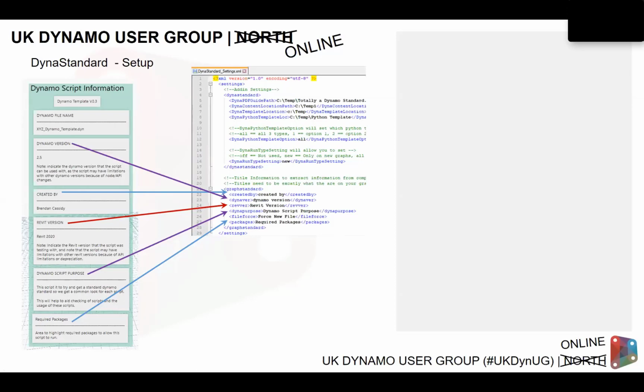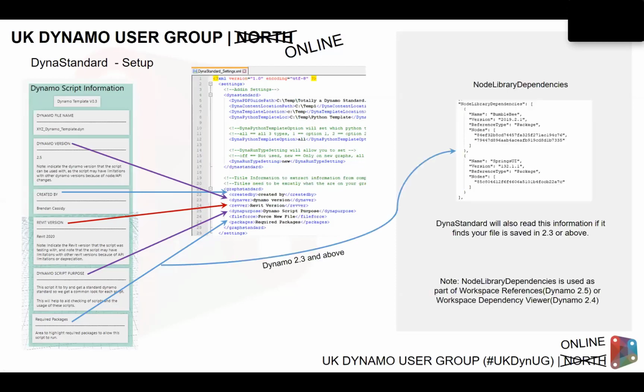But then in Dynamo 2.3, they've added some node library dependencies within your scripts. This is all behind the scenes, but this also saves required packages that have been used since Dynamo 2.3.